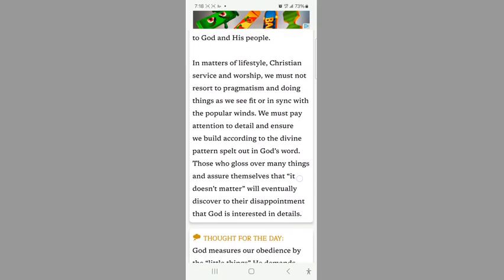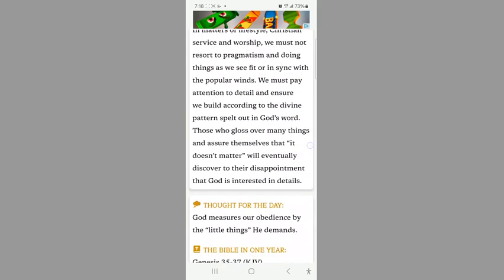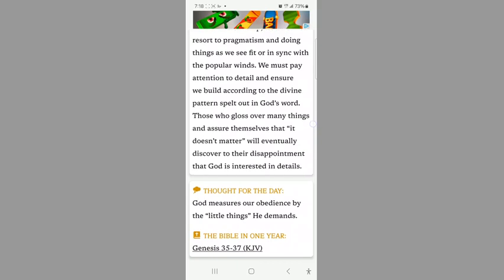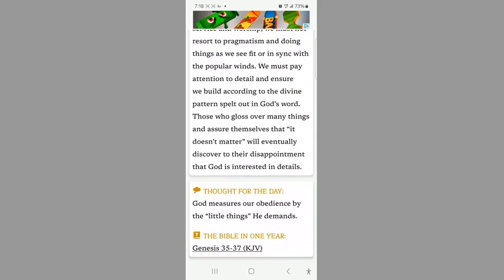In matters of lifestyle, Christian service and worship, we must not resort to pragmatism and doing things as we see fit or in sync with the popular winds. We must pay attention to detail and ensure we build according to the divine pattern spelt out in God's Word. Those who gloss over many things and assure themselves that it doesn't matter will eventually discover to their disappointment that God is interested in details.